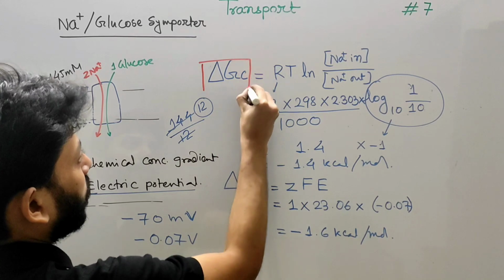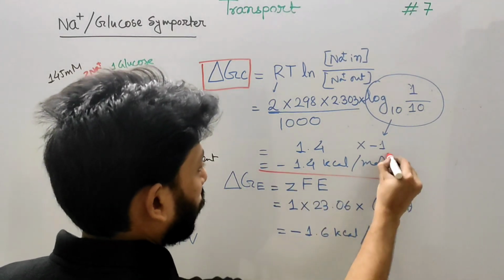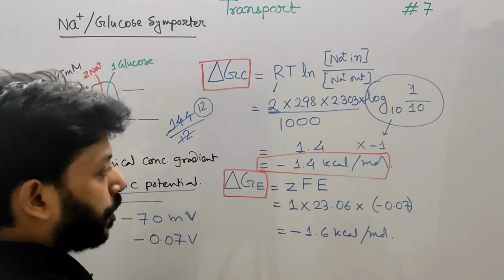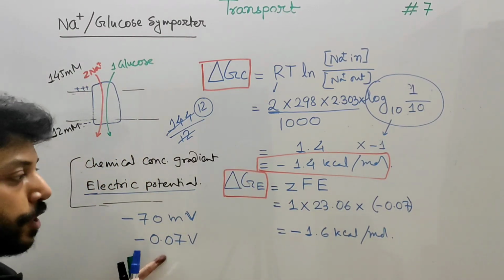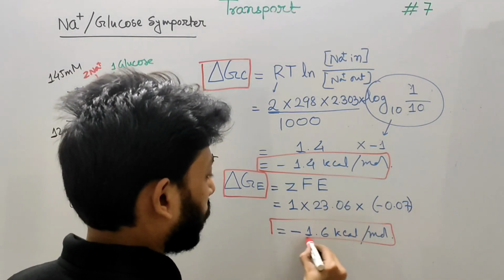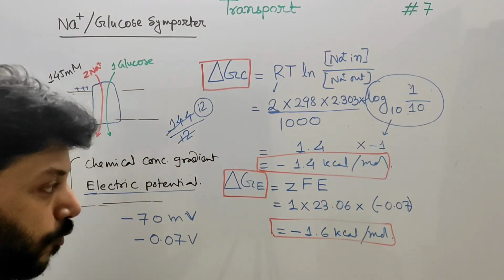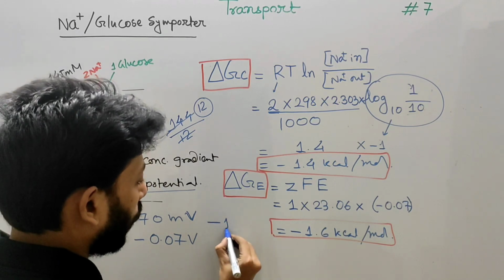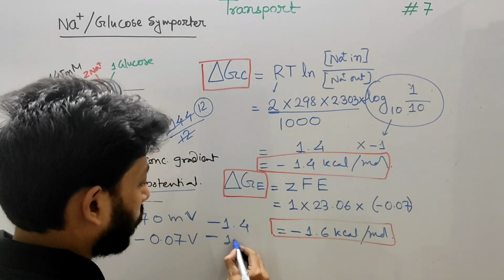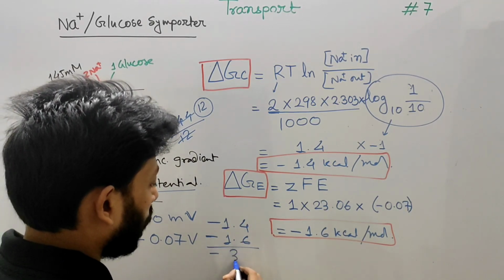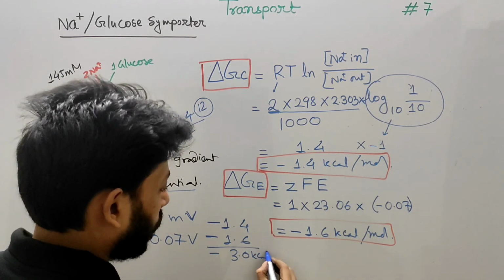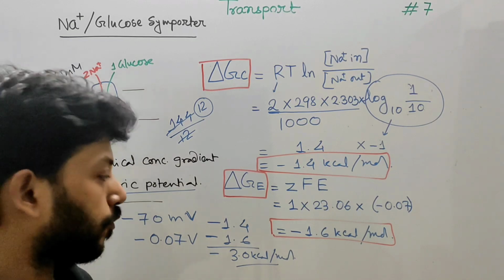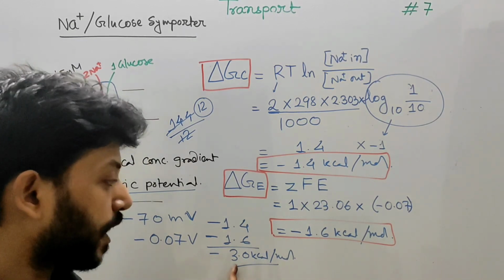By the chemical concentration gradient, the free energy generated is 1.4 kilocalorie per mole. By the electric potential, or membrane potential at resting membrane potential, it will generate 1.6 kilocalorie per mole. So if we add these two values, we find -1.4 minus 1.6, that means approximately -3 kilocalorie per mole. So by moving 1 mole of sodium, we will generate 3 kilocalorie per mole.